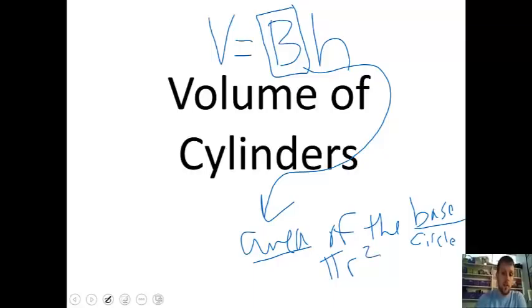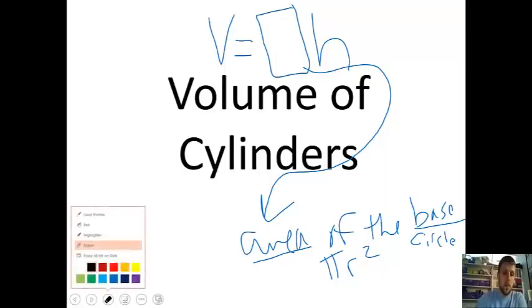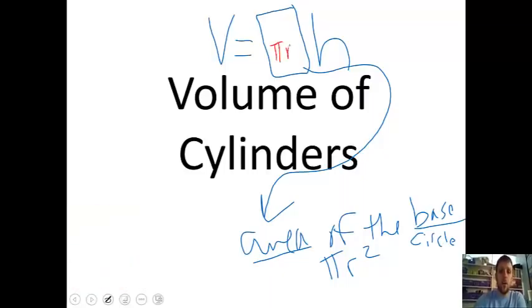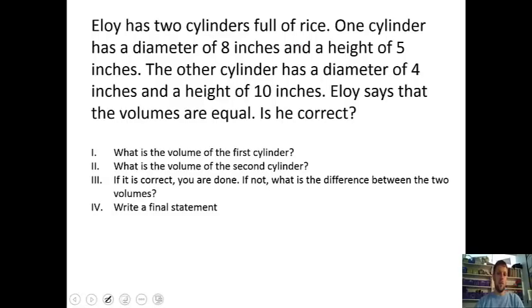So let's see if I can do some magic with PowerPoint. That means I need to delete this, and instead of putting big base looking like a giant B, I can put pi r squared. So I'm basically just taking the formula for a circle and then I'm multiplying it by the height to find the volume of a cylinder. Okay? So let's take that information and move it into the first problem.